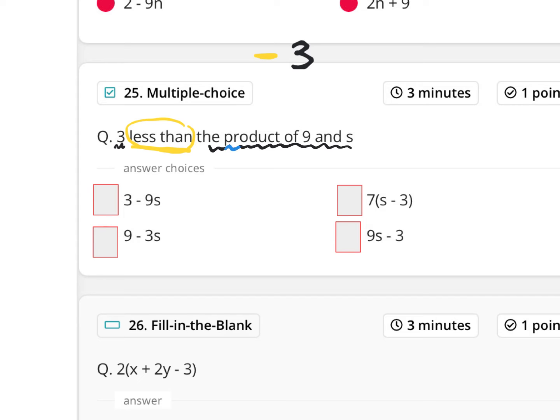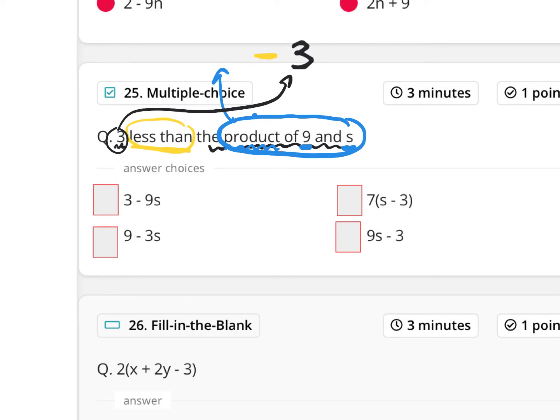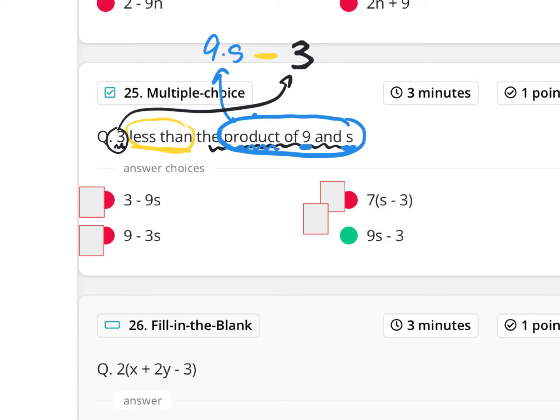So I hope we remember that product means multiply. So what are we multiplying? We're multiplying 9 and s. So the multiplication of 9 and s is going to go first up here in the front, and the 3 is going to go second over here in the back. And of course, less than is the minus sign. So the product, the multiplication of 9 and s, what is that? That is 9 times s. Now you don't need the multiplication dot, that's just simply 9s minus 3. And that is right here, 9s minus 3. That's your correct answer. All of the other ones are incorrect, as you see right there.